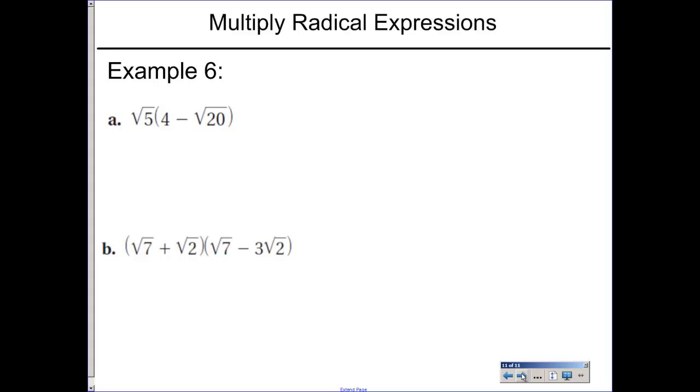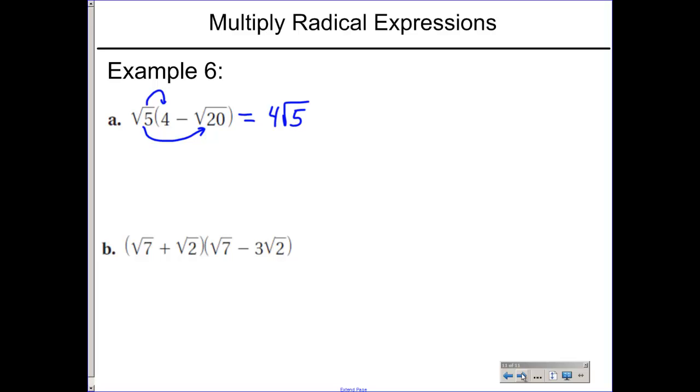Example 6, multiplying radical expressions. Okay, so out here we have a distribution. So we're going to take the square root of 5, multiply it here, and the square root of 5, and multiply it there. Now keep in mind that we cannot multiply rational with irrational components. So the first multiplication, square root of 5 times 4, is just going to give me 4 square root of 5, and all I can do is express it like that.